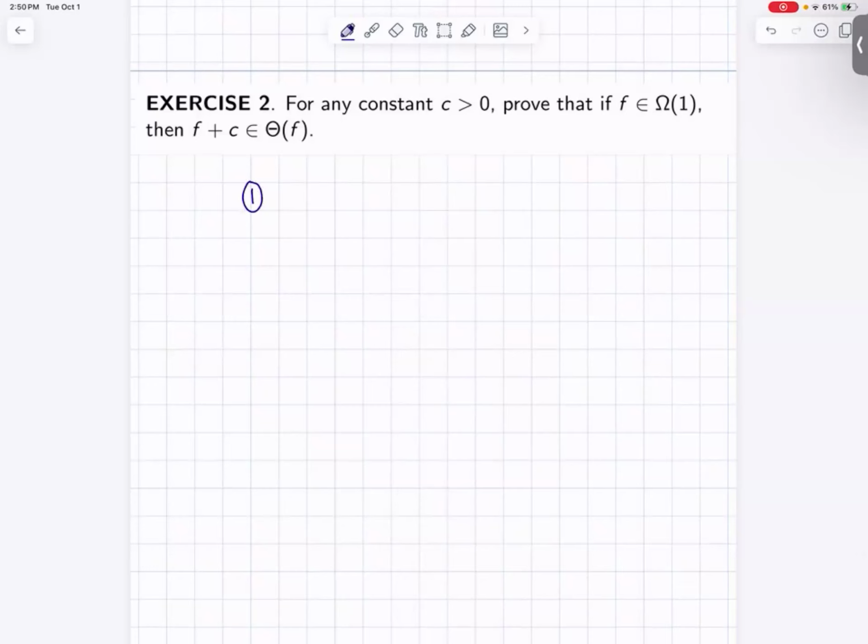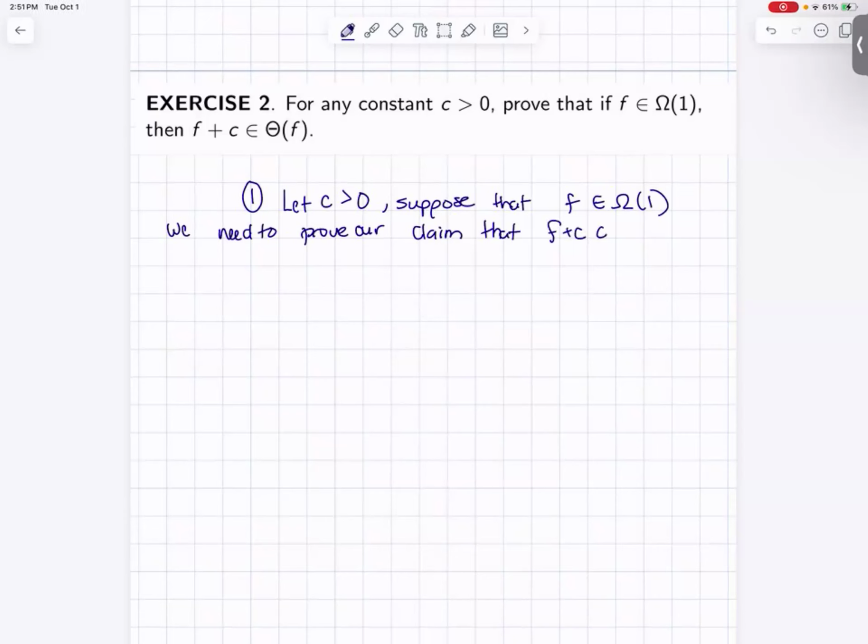So let's just start at the very top of this. Let's remind ourselves that we're going to let c be any kind of constant. We don't know, it's a constant. And we can suppose that f is going to be in big omega of 1. So if we're going to assume that that's true, then we need to prove our claim that f plus c will be in theta of f.